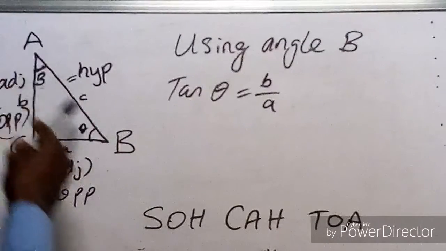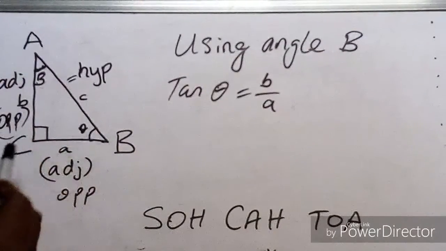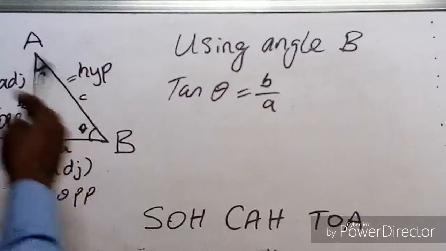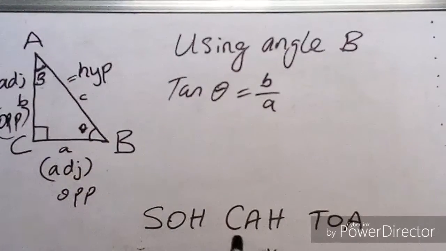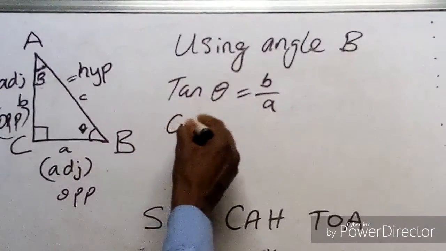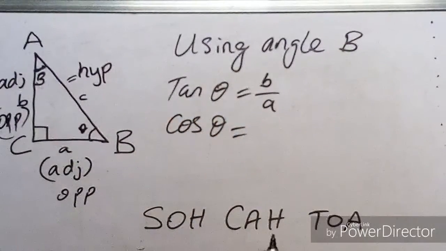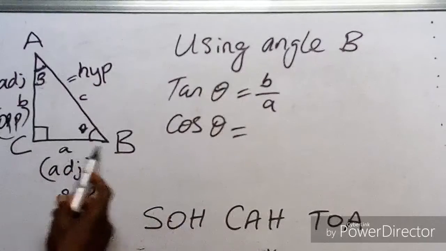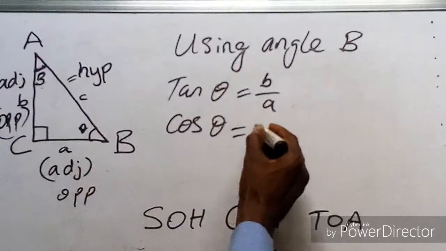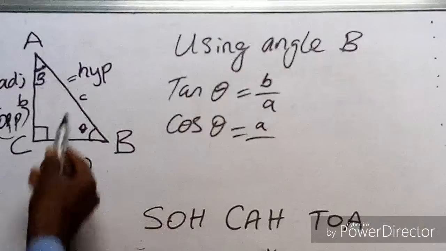Let's look at the other side. We have hypotenuse here and we have adjacent. So adjacent over hypotenuse, we have it in CAH, which is cosine. So we say cos theta is equal to adjacent over hypotenuse. What's the adjacent here? a. And what's the hypotenuse? c.